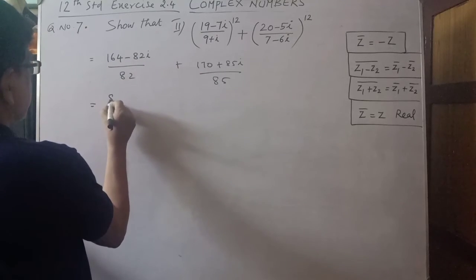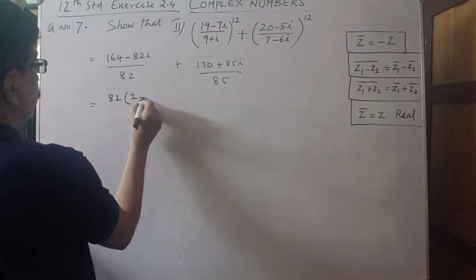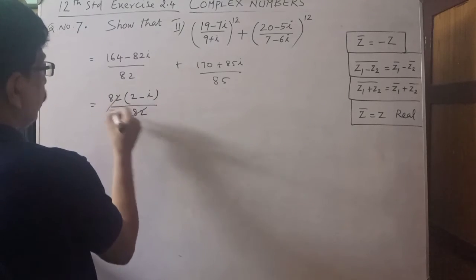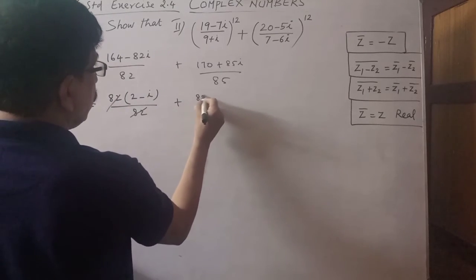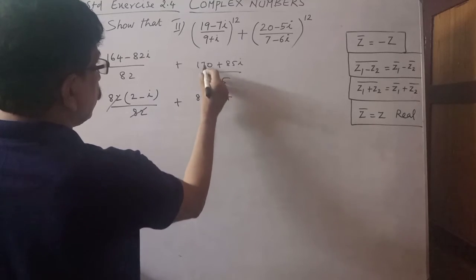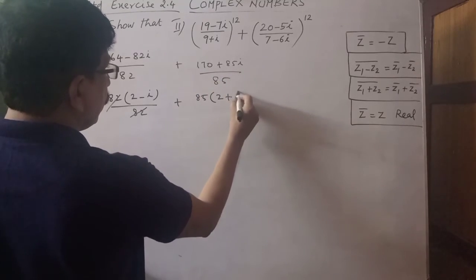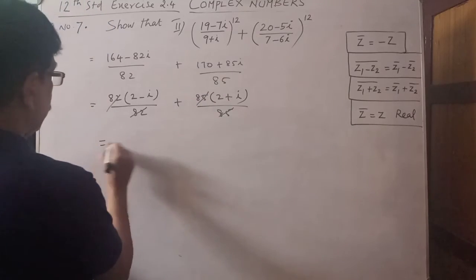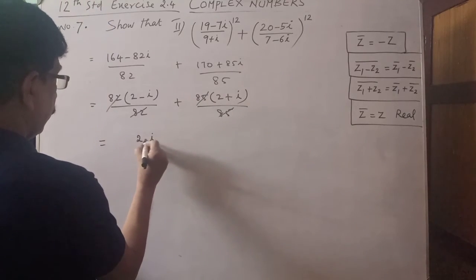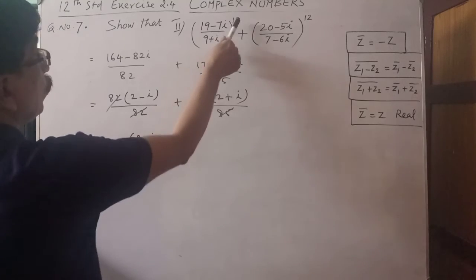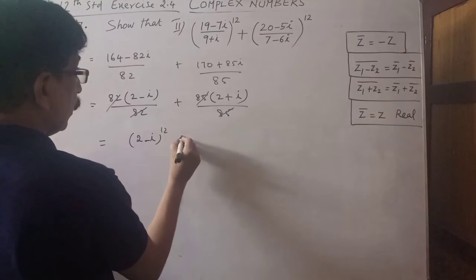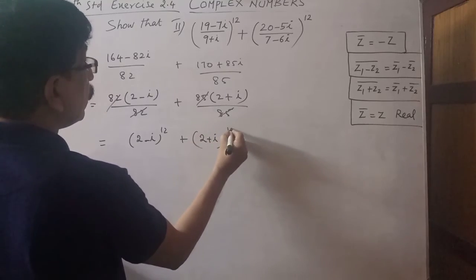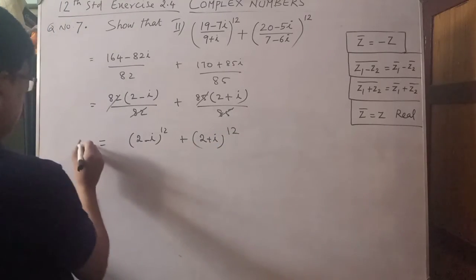Taking 82 as common, we get 2 − i, divided by 82; 82 cancels. Here 85 is common, giving 2 + i, divided by 85; 85 cancels. Remaining is (2 − i)^12 + (2 + i)^12. This is z.